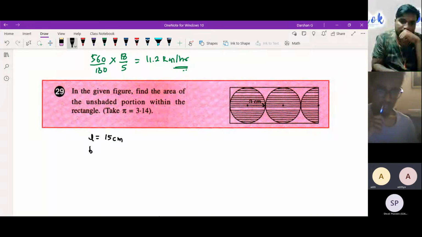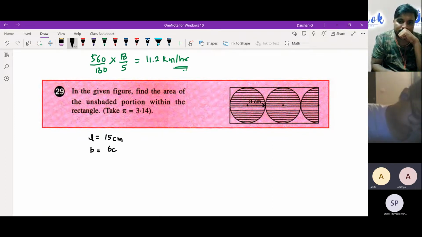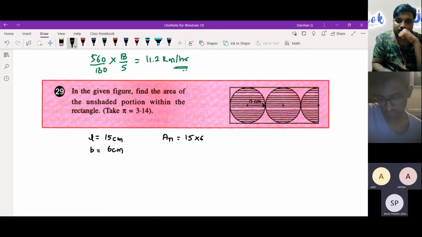What is the breadth? Somebody else should answer this. 6 centimeter. Okay, what is the area of this rectangle? That is equal to 15 times 6. Answer: 90 centimeter squared. Very good.